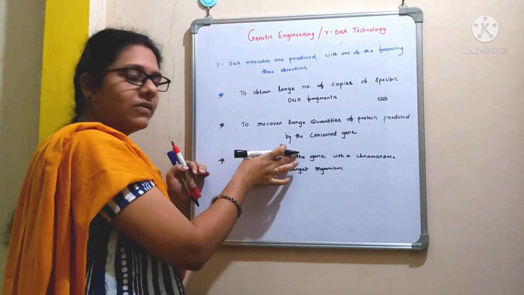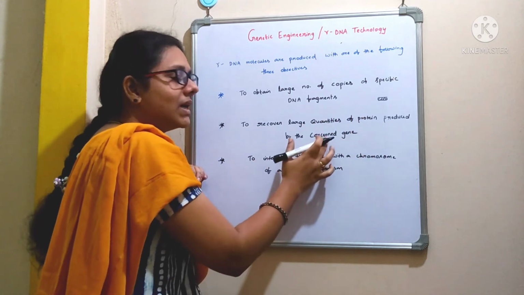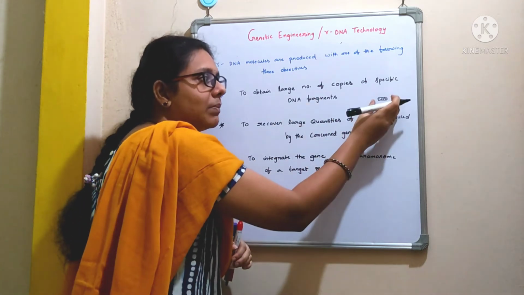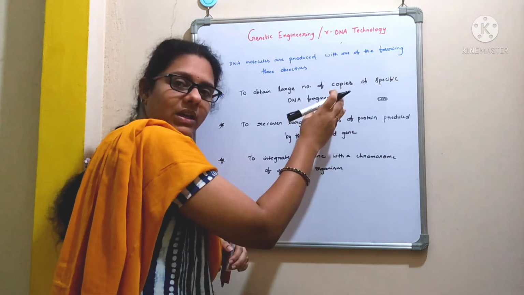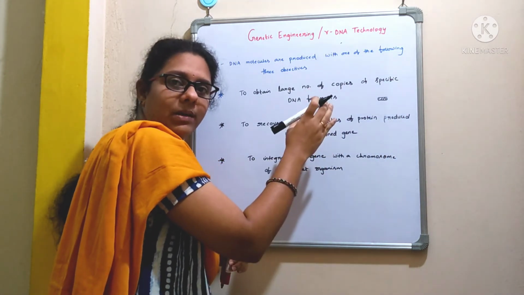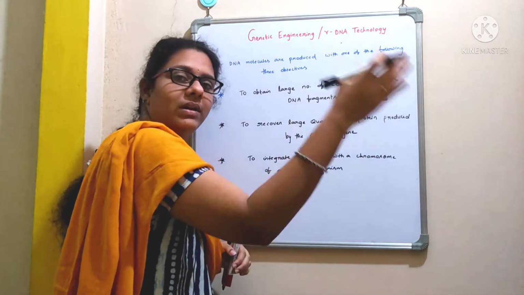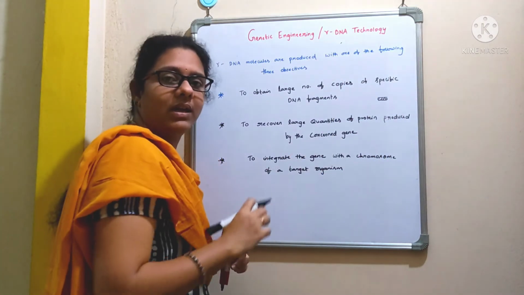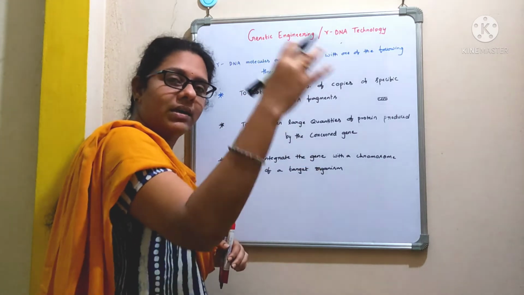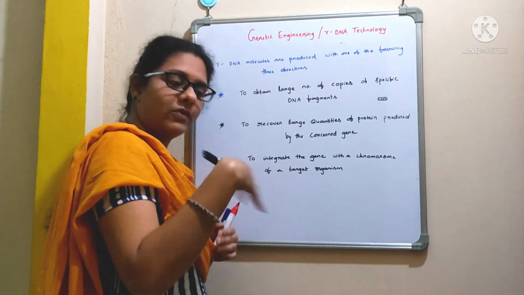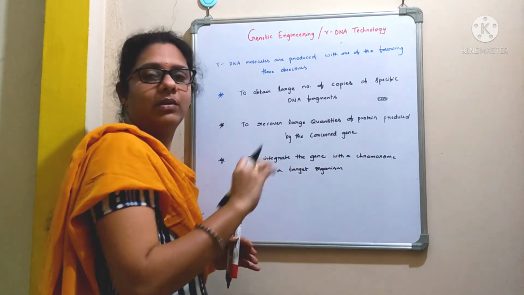And the other objective is to recover large quantities of protein produced by the concerned gene. Say for example, this gene is coding for the hormone insulin, right? After the generation of a recombinant DNA molecule, we introduce this rDNA molecule into a host cell. For example, we take E. coli, right? And these transformed E. coli cells are then introduced into a fermenter, where we provide all the nutritional sources that favor the growth of E. coli.